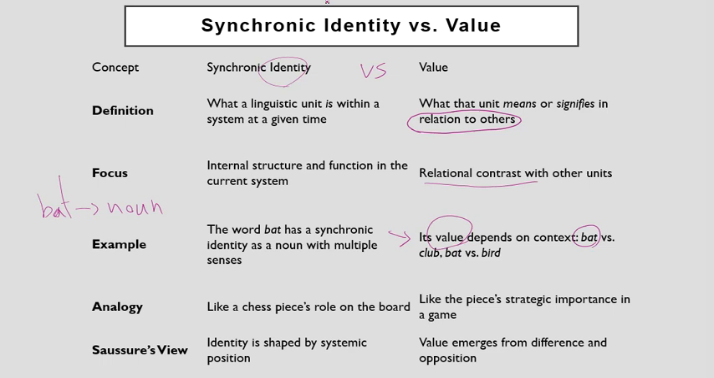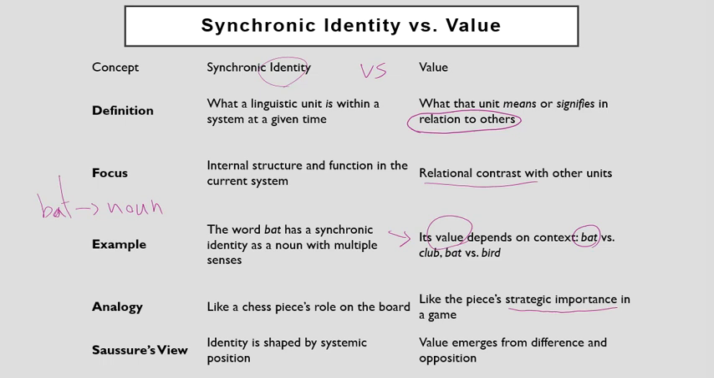So the analogy that Saussure uses a lot is that of a chess game. Like a chess piece's role on the board, the synchronic identity is the role of the word in the linguistic system. But like a piece's strategic importance in a game, the value is dependent on the other chess pieces and on the whole condition of the game. So the strategic importance comes out only when you know the rules of the game and when you are playing in a system.